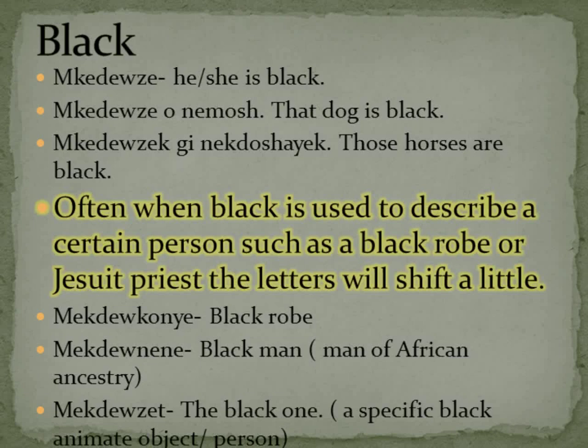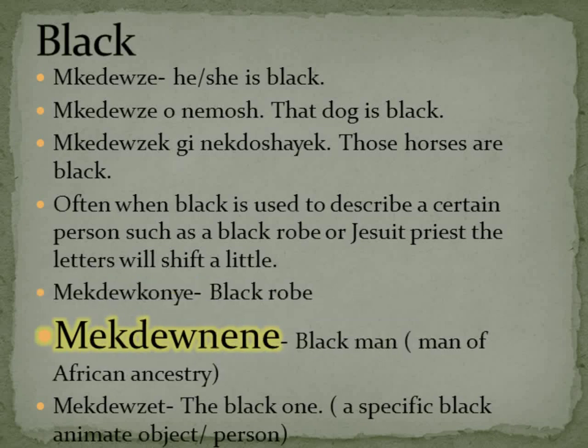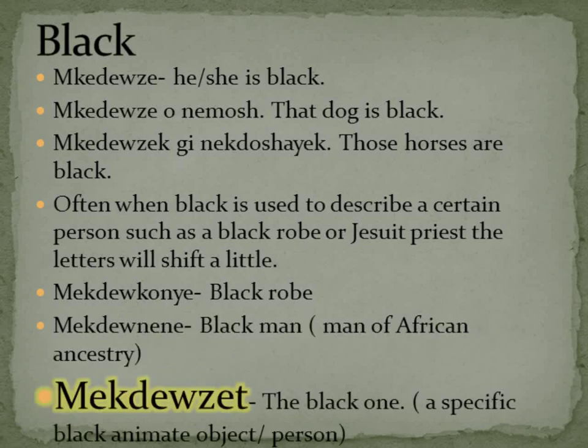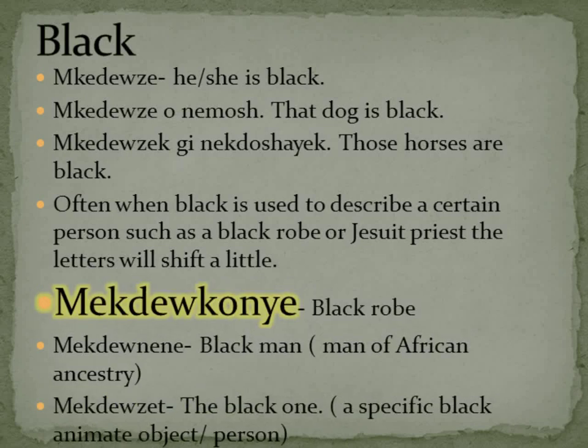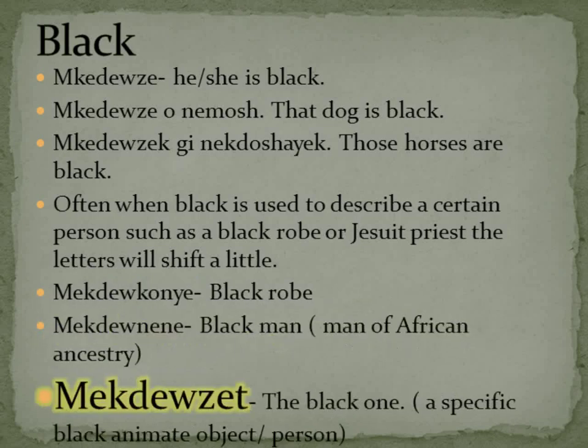Often when black is used to describe a certain person, such as a black robe or Jesuit priest, the letters will shift a little. Makdao konye, black robe. Makdao nane, black man. Makdauzit, the black one, a specific black animate thing or person. So, Makdao konye, black robe. Makdao nane, black man. Makdauzit, the black one.